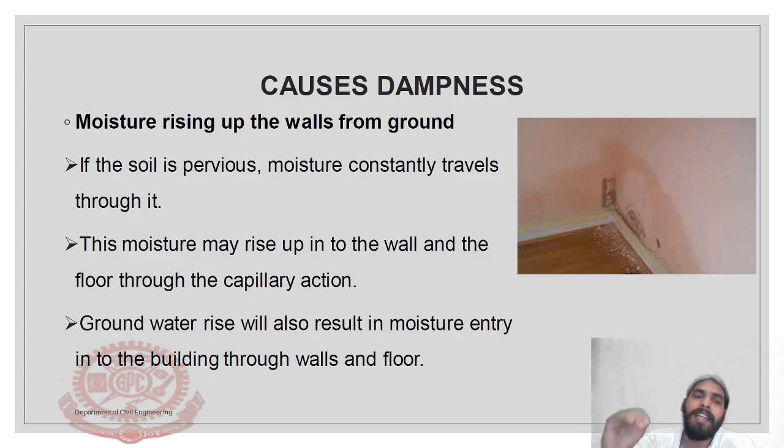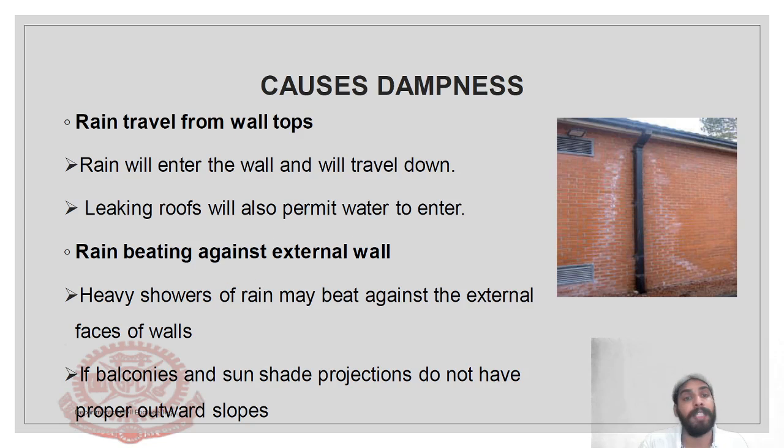When the groundwater level rises, there is a chance of permeating the water through the foundation, then through the walls, then through the slabs, etc. Groundwater level കൂടുമ്പോൾ മോയ്സ്ചർ ബിൽഡിങ്ങിനുള്ളിലേക്ക് കടക്കാനുള്ള ചാൻസ് കൂടുതലാണ്. അപ്പൊ എന്തൊക്കെയാ പഠിച്ചത്? The permeability of the soil, through the capillary action of the soil, then the groundwater level also may cause the moisture rising up the walls from the ground.